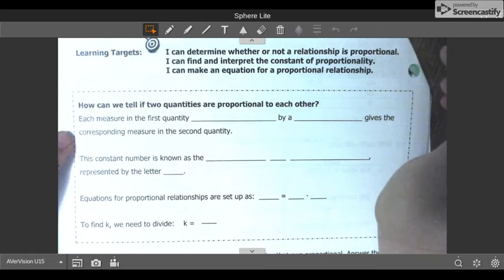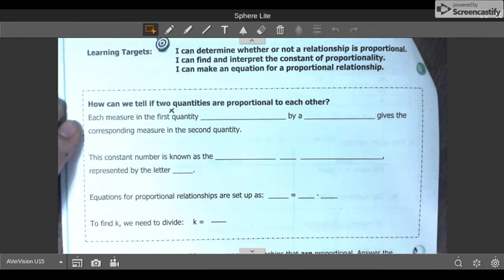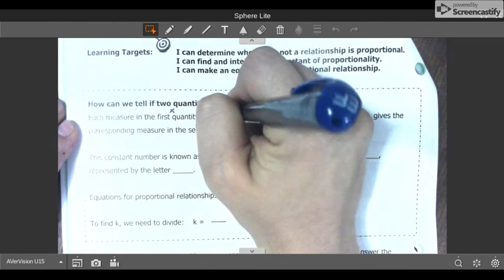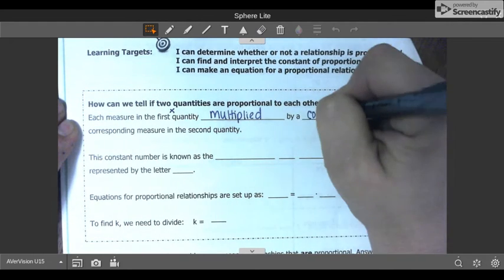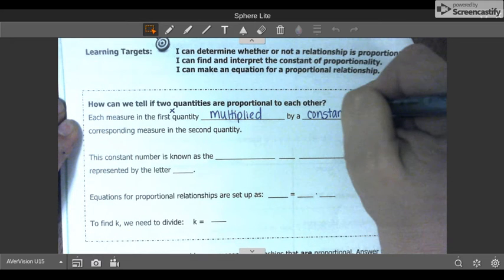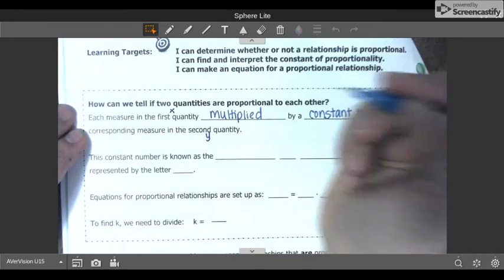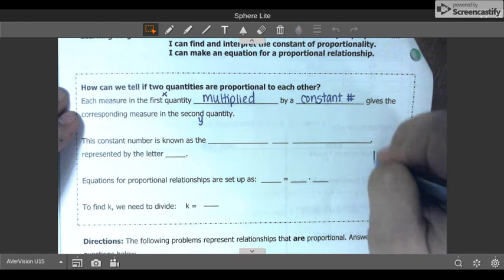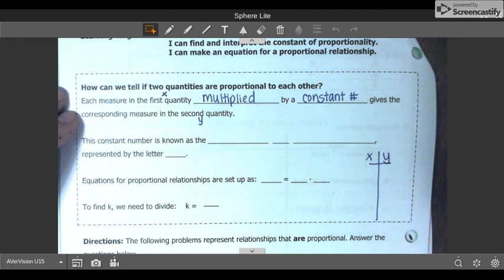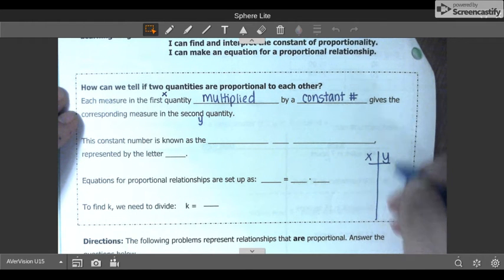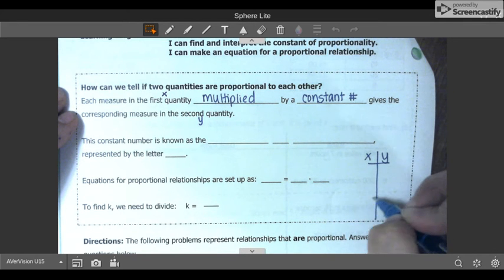And the answer is, each measure of the first quantity, which we call x, multiplied by a constant number, which means multiplied by the same number, gives the corresponding measure in the second quantity, which we call y. So for example, you're going to be given tables with x values and y values. And I'm going to ask you if they're proportional. And you're going to figure out if they're proportional by seeing if all the x values were multiplied by the same number to get the y values.